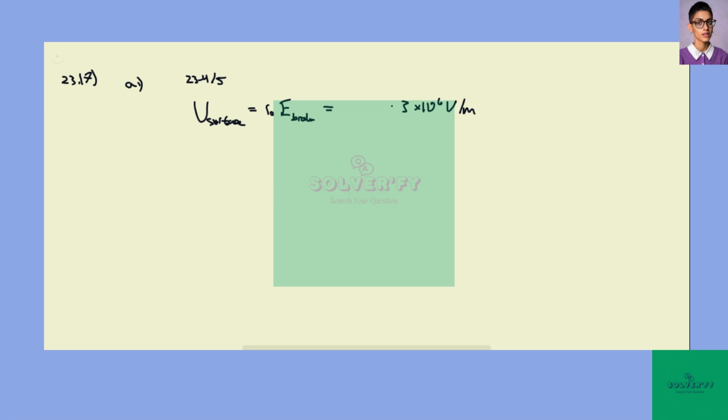And what do we use for R naught? Well, we're going to assume that the width of a finger is about a centimeter. So we consider the fingertip to be part of a sphere of diameter 1 centimeter. So that means our radius R naught here is going to be 0.005 meters. So if we multiply these together, we get what our voltage at the surface of our finger is, and that comes out to being 15,000 volts.